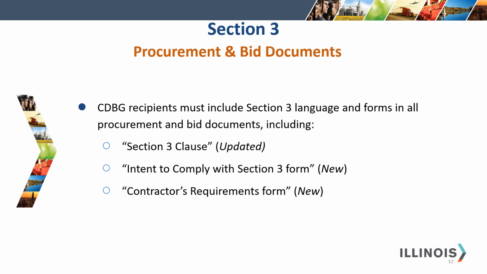Section 3 requirements must be included in the procurement and bid documents. This is part of the grantee's responsibilities. CDBG recipients must include Section 3 language and forms in all procurement and bid documents, including the Section 3 clause, the intent to comply with Section 3 form, and the contractor's requirements form.